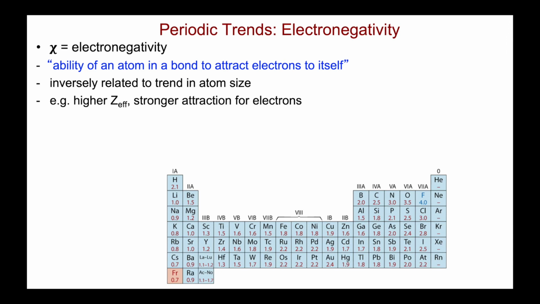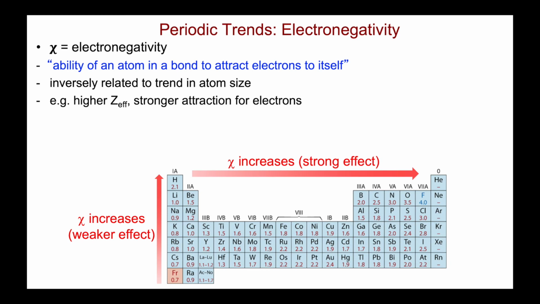For example, let's revisit Z effective. A higher Z effective means that the electrons in those orbitals feel a stronger effective nuclear charge. So an atom with a higher Z effective will be more efficient at competing, if you like, for those bonding electrons. So chi increases as we go from left to right in the periodic table, just as the Z effective did. And this is a strong effect. And so atoms on the right-hand side are very effective at competing for electrons. Fluorine has the highest electronegativity.